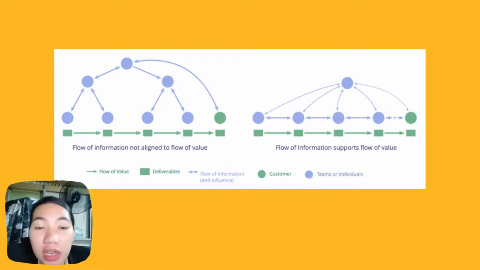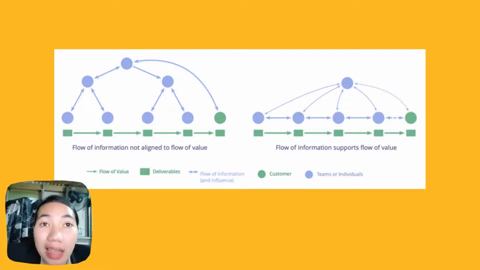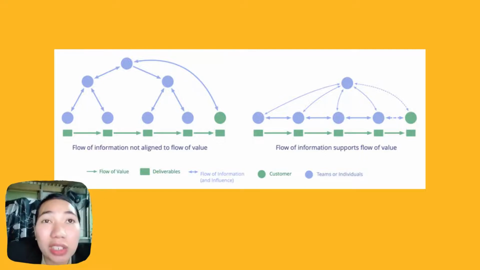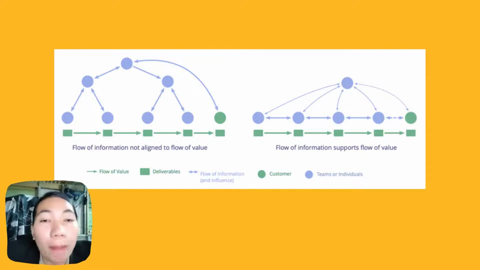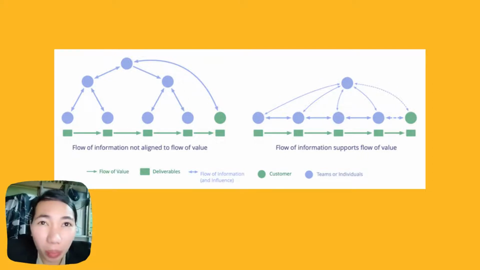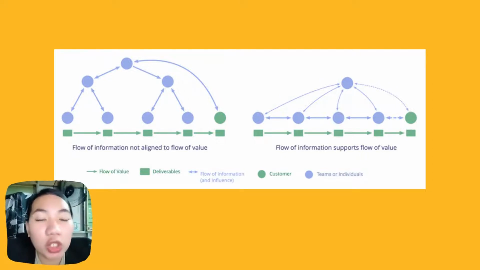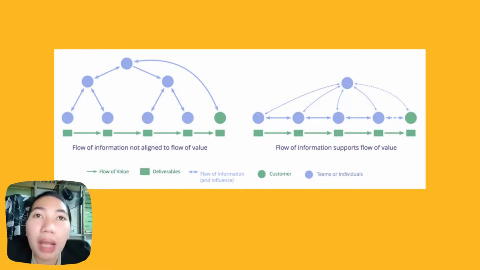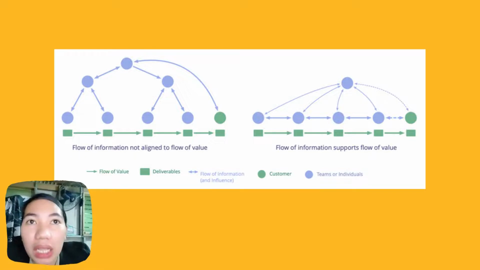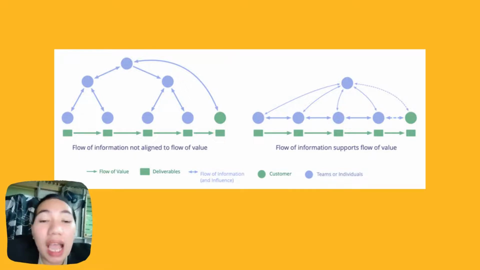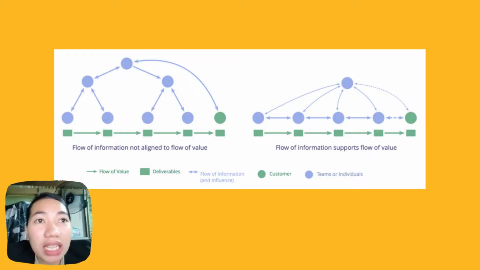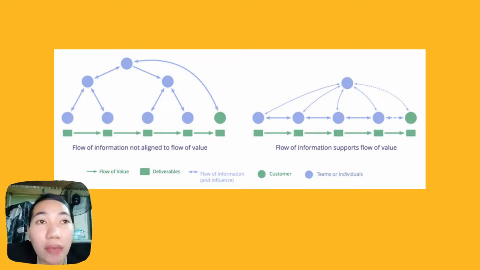So, as you can see here at the left side, it is a flow of information that is not aligned to a flow of value. So, kung makikita ninyo, ang teams are giving some information to one another, but not to a certain person or to one person na dapat siya ang mag-decide. So, saan pumupunta ang information na yon? And hanggang sa makadating siya sa customers and then feedback, hindi maganda ang flow. So, hindi sila nag-a-align.